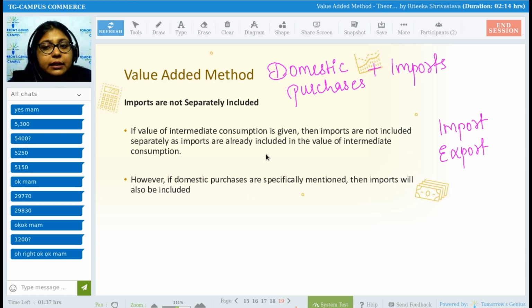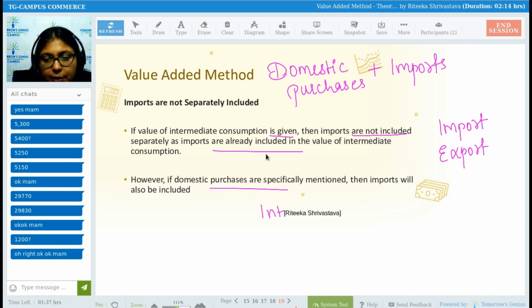If the value of intermediate consumption is given, listen very carefully to what they are saying. If the value of intermediate consumption is given, then imports are not included separately, as imports are already included in the value of intermediate consumption. But if domestic purchases are specifically mentioned, then imports will also be included.